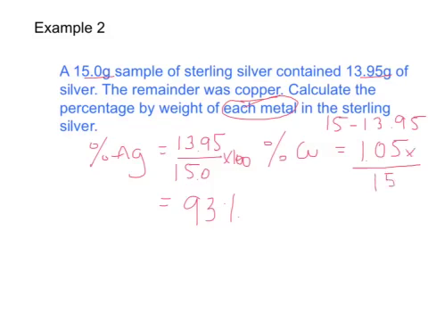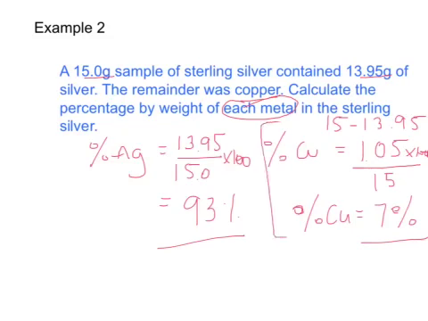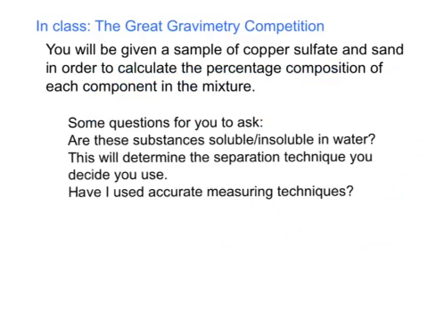So that's an assumption that we're making when we do this calculation. If we say 1.05 over 15 times 100, then we can see it's pretty obvious from the 93%: if 93% of the sample is silver, then the remaining 7% has to be copper. But it's also good to show how we actually obtained that value using our working. And yours will obviously be much neater than what I've got here.